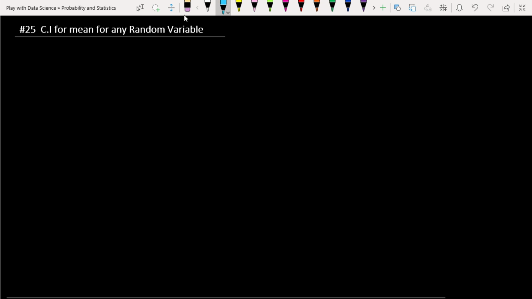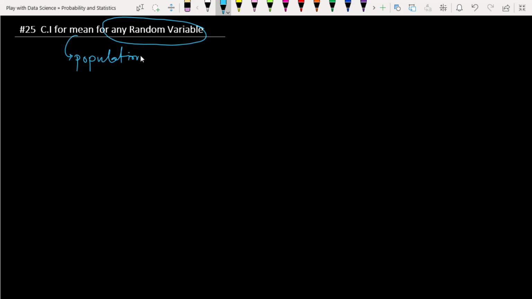In the previous lecture, we learned how to find the confidence interval of our population's mean for normal distribution functions. But in this lecture, we will learn how to find the confidence interval of the population's mean for any random variable. The thing is, for any random variable, how do we find the confidence interval for the population mean? This means the sample population mean.